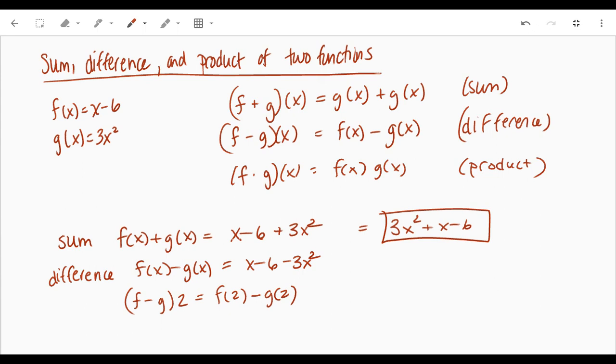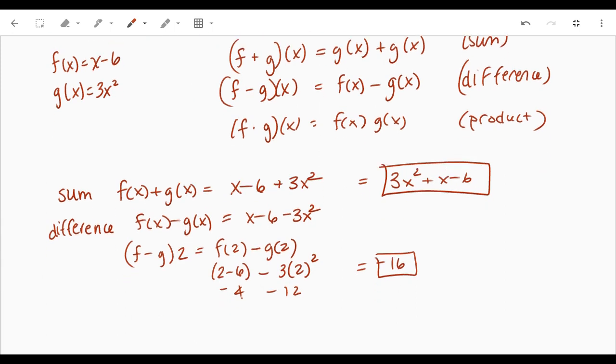So f of 2 would be 2 minus 6. g of 2 would be 3 times 2 squared. So we would have negative 4 minus 12. So it would be negative 16. Okay. So look for that. I almost missed that they wanted you to do it actually at a value for that one.